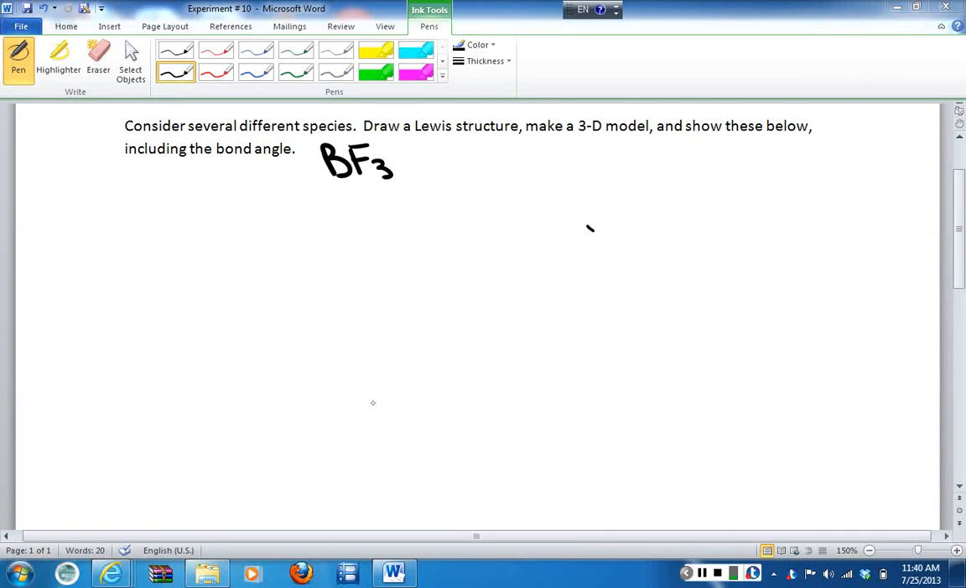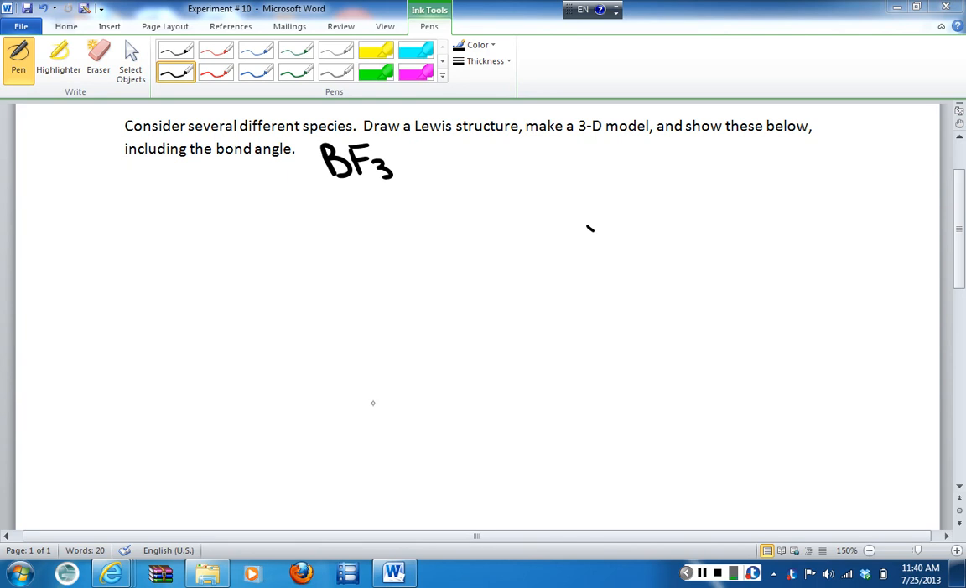Okay, so for question number 2 in experiment 10, we are asked to draw the Lewis structure for boron trifluoride and also its 3D model along with the bond angle of the molecule. For this one, we are going to do the exact same steps that we did for the first example.